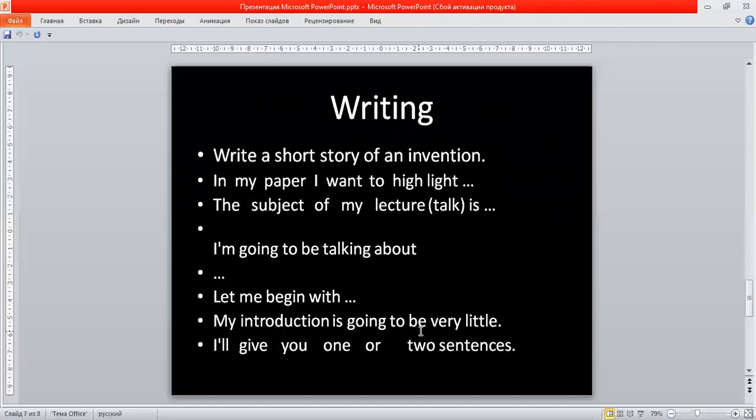The next task is writing. Write a short story of an invention. And of course, here you see some new words. It is a supplement for your professional conversation. Translate this new text, learn it by heart and translate it into your native language.